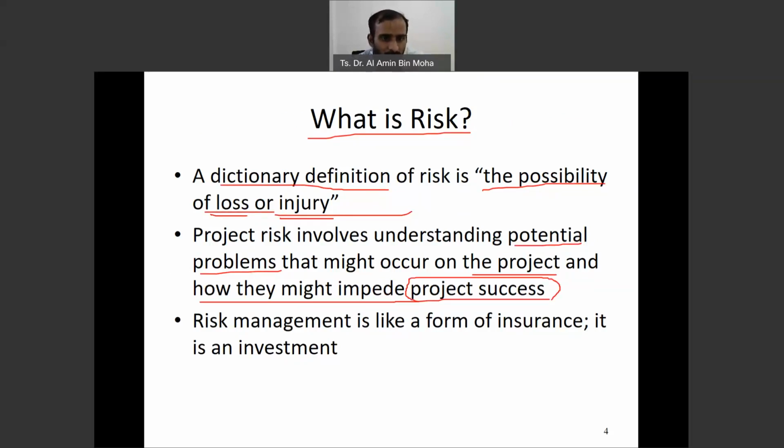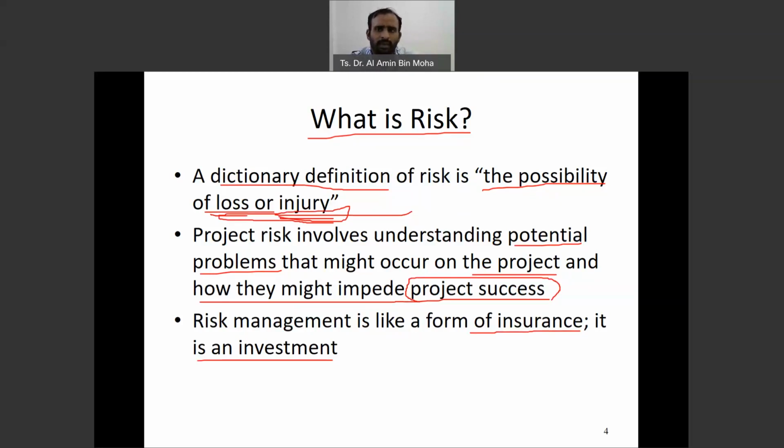So risk management is like a form of insurance. They give the example of insurance here. Actually, it is an investment. If anything happens, you have the backup, you have the coverage. If not, you are going to face the losses. The losses can be in terms of monetary or injury, as in the explanation here.